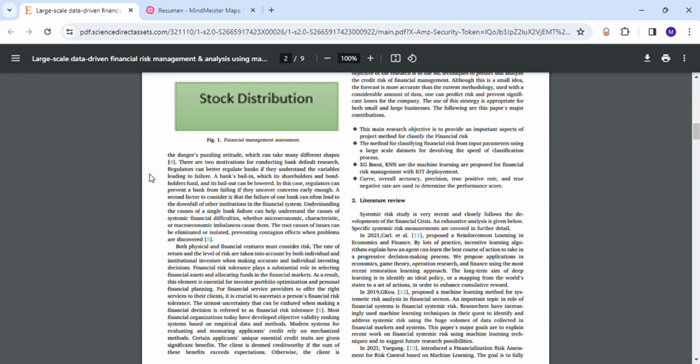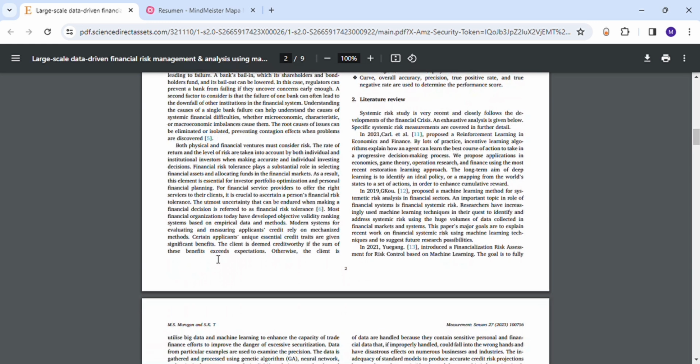Understanding the causes of a single bank failure can help understand the causes of systemic financial difficulties, whether microeconomic characteristics or macroeconomic imbalances cause them. The root causes, if issues can be eliminated or isolated, preventing contagion effects when problems are discovered. Both psychology and financial ventures must consider risk.